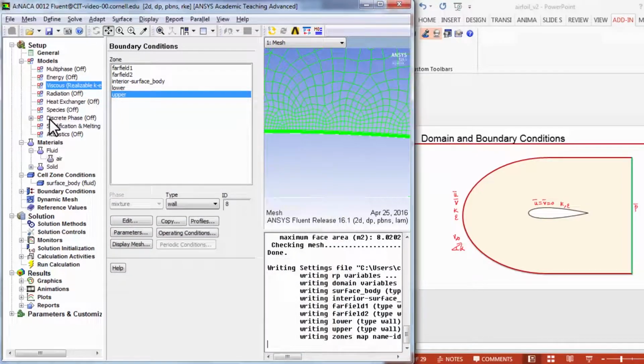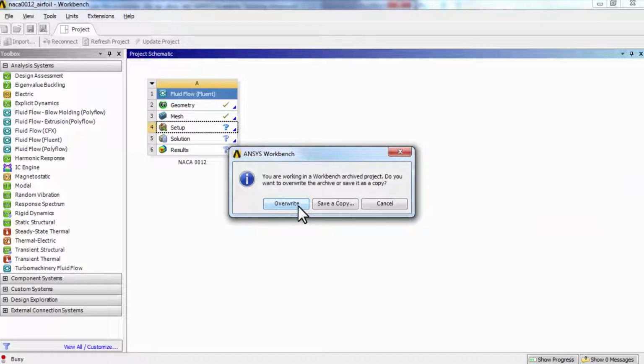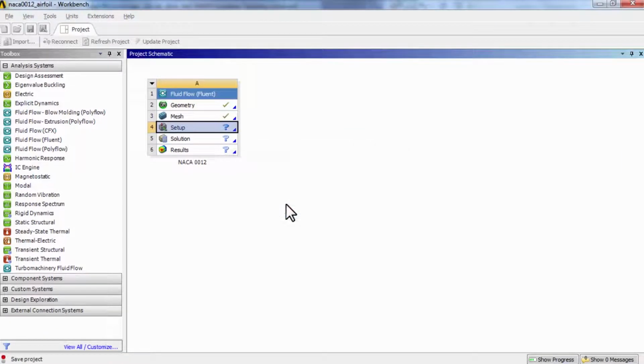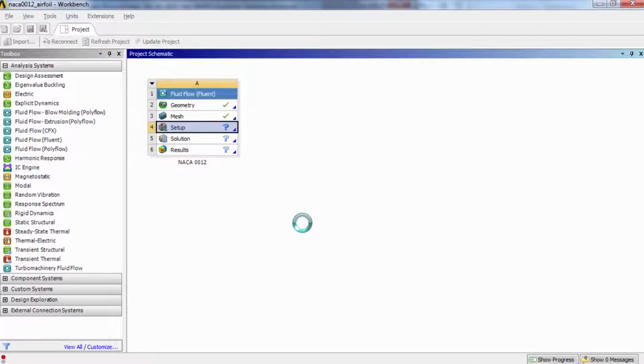So at this point, my governing equations are defined and my boundary conditions are defined and I've set up the mathematical model. Save your project. So I'll say file, save project. I'll overwrite my WBPZ file. And I don't have results at this point, but I'll just say archive. So since the mathematical model is defined, now I can go ahead and get the Fluent solver to solve it for me.